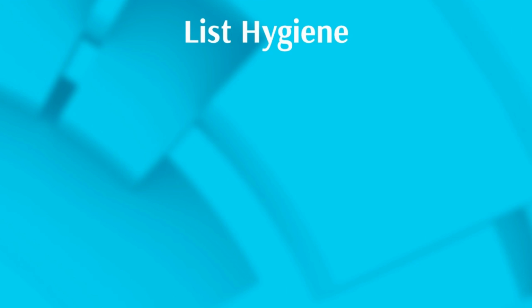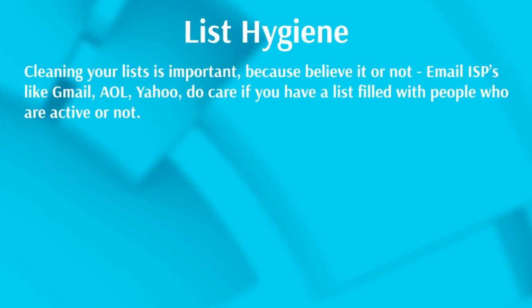So kind of going back to what we talked about in single opt-in versus double opt-in. If you create a double opt-in list, you still need to do a little bit of cleaning, but not as much as compared to a single opt-in list where you could be getting a bunch of fake emails. So in other words, clean your lists consistently and maintain that every single month. Because like I said, email ISPs like Gmail, AOL, Yahoo, they do care if you have people on your list that are actually active or not. If they're not, that can be an issue.